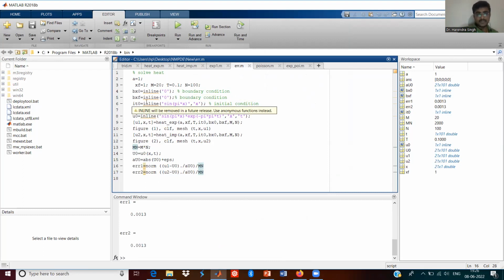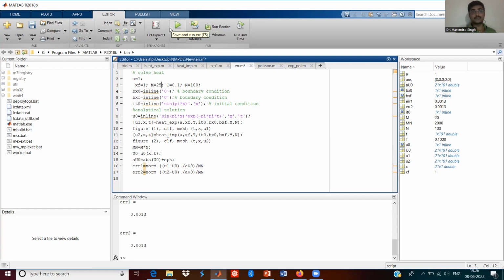But if I change the value of m, I had taken 20, now I take 25. If you calculate r for this, then in this case r will be 0.625, which is greater than 1/2. So you can see that for the explicit scheme, the solution will blow up, and for the implicit scheme the solution will remain the same as I have shown you.